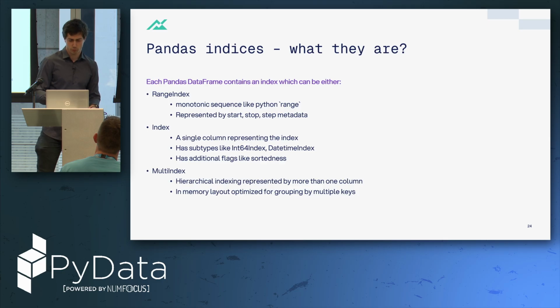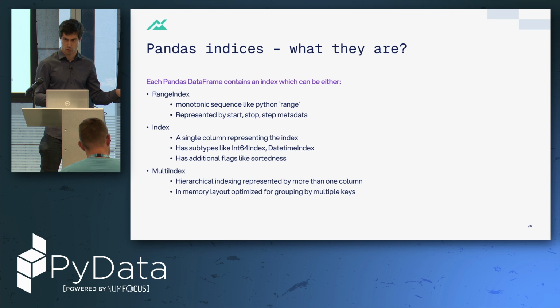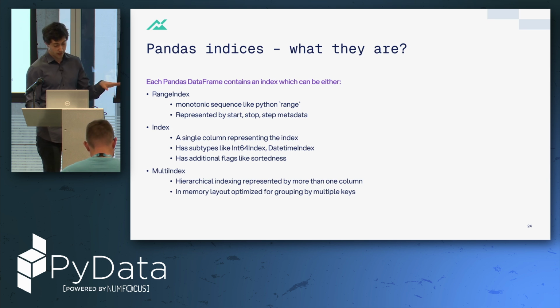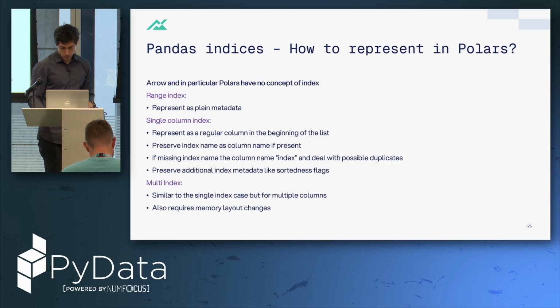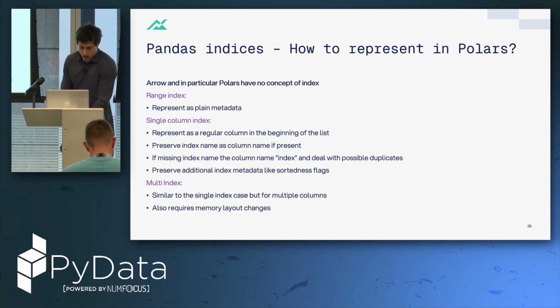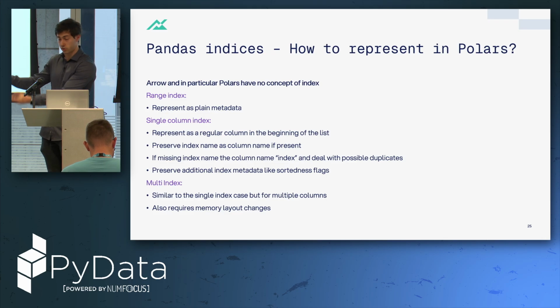It's important to note for multi-index, the memory layout is actually different. It doesn't use the columnar memory layout. It uses a more optimized format for quickly finding that particular row. So how do we represent such Pandas indices in Polars? As mentioned before, ArcticDB has petabytes of Pandas data frames written inside it. We must have a reasonable representation when we read back those into Polars.